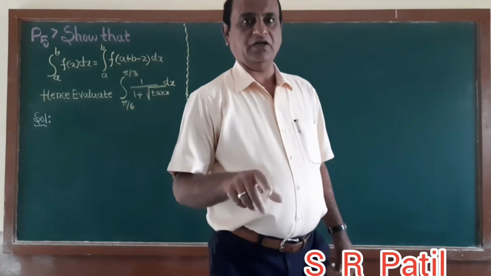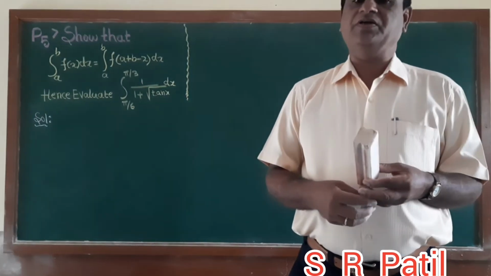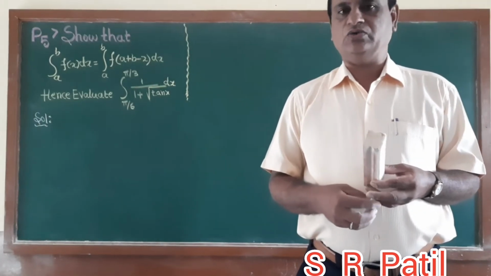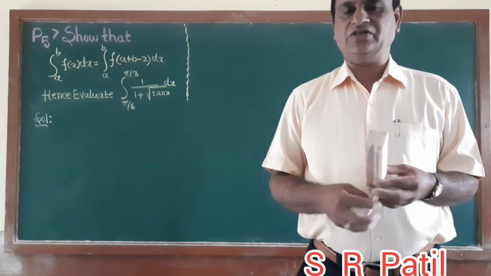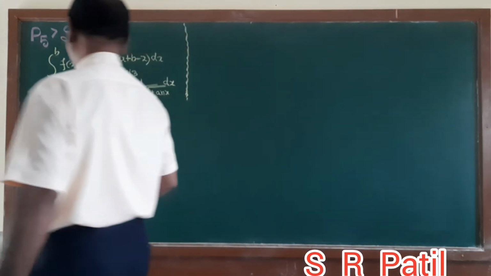Using this property you have to evaluate the problem, integral 5π/6 to 5π/3 of 1 divided by 1 plus root of tan x dx. Come to the first part, then similarly the example part. Start with LHS equal to RHS as given. In property P4 we start with the RHS, and in property P5 also we start with the RHS.